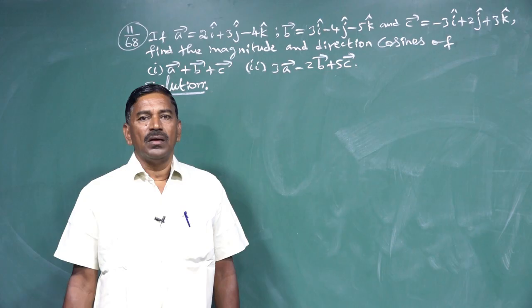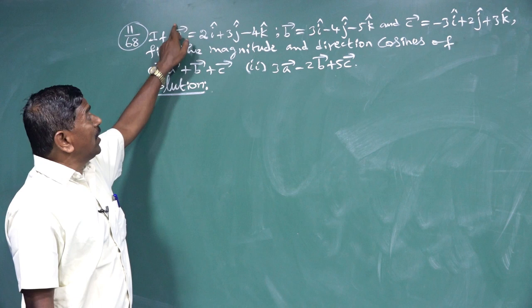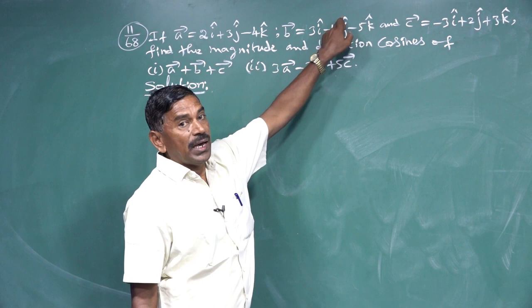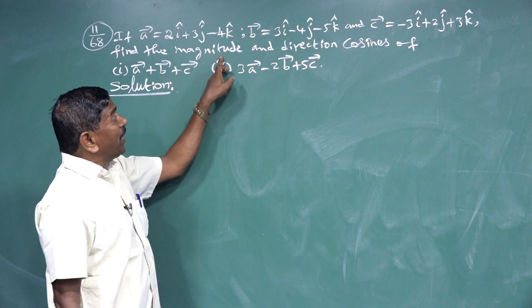Good morning, children. Listen, in exercise 8.2, 11th sum: if vector a is equal to 2i cap plus 3j cap minus 4k cap, vector b is equal to 3i cap minus 4j cap minus 5k cap, and vector c is equal to minus 3i cap plus 2j cap plus 3k cap. Find the magnitude and direction cosines.